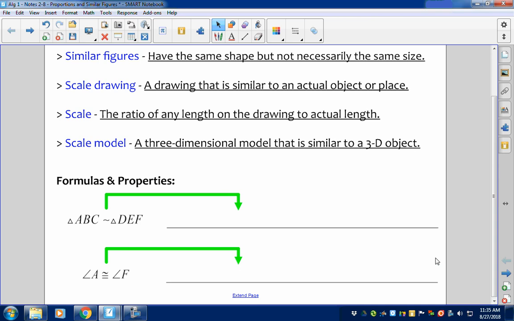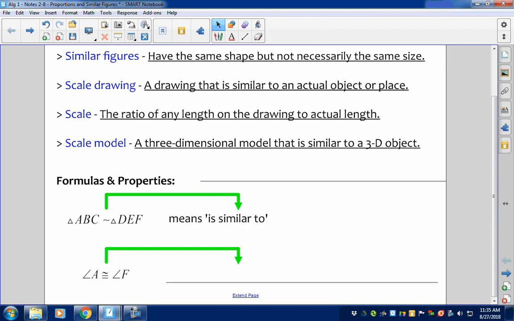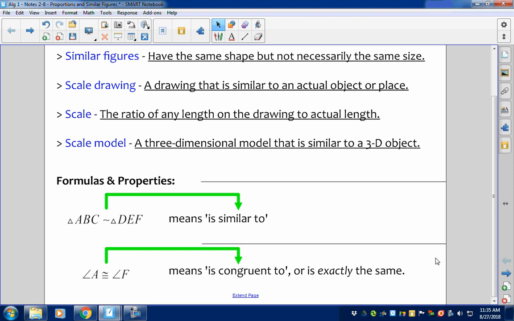These are symbols that you'll use a lot in geometry. You may have seen them before, you probably have. This little squiggly thing here means is similar to. You need to know that. And then this other one here means is congruent to. Exactly the same. So it is similar to, and then the other symbol is congruent to.